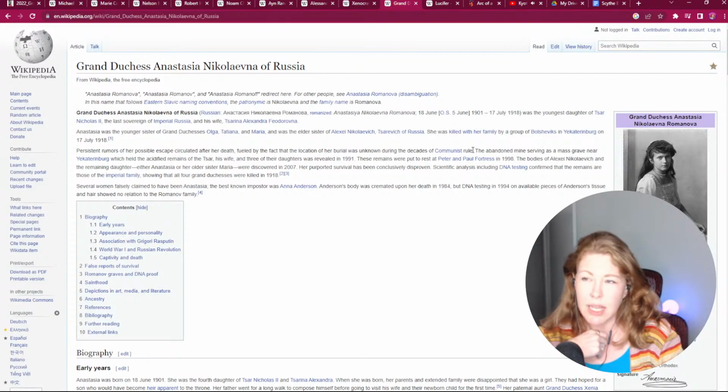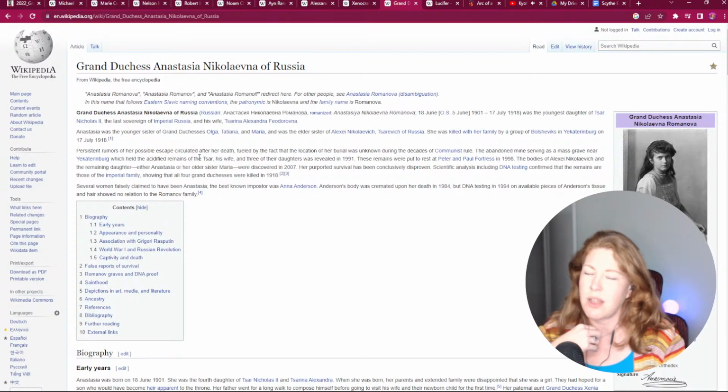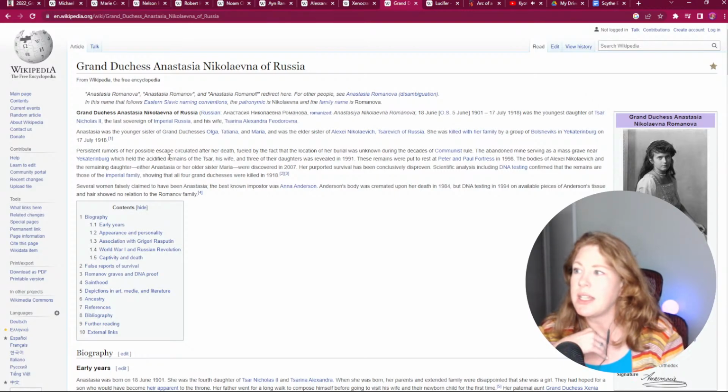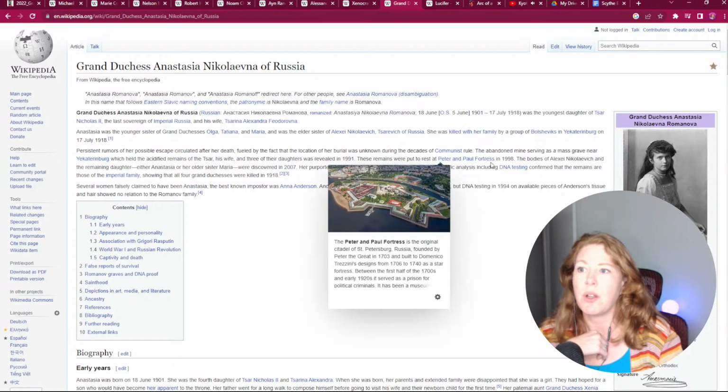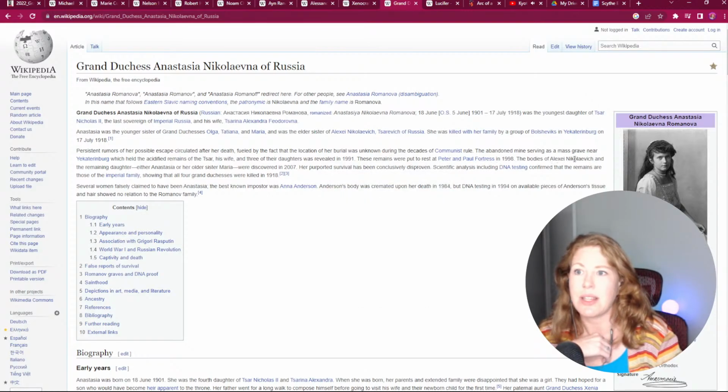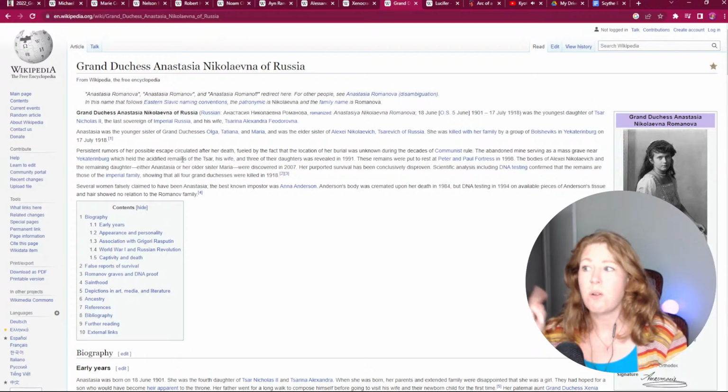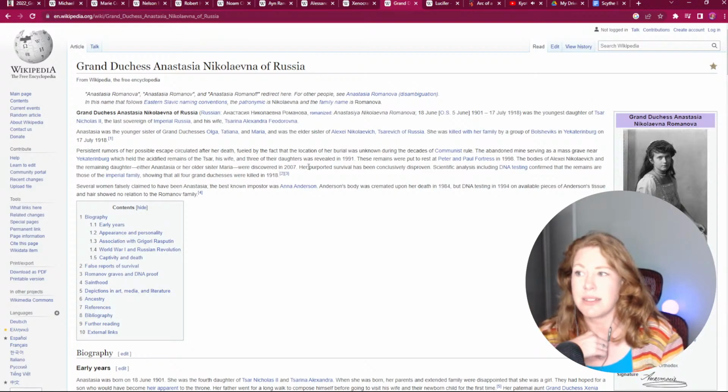So after they killed them, nobody knew where they buried the bodies. The abandoned mine serving as the mass grave near where they were killed, I'm just not going to try and say these names, which held the acidified remains of the Tsar, his wife, and 3 of their daughters, was revealed in 1991. These remains were put to rest at Peter and Paul Fortress in 1998. The bodies of Alexei and the remaining daughter, either Anastasia or her older sister Maria, were discovered in 2007.